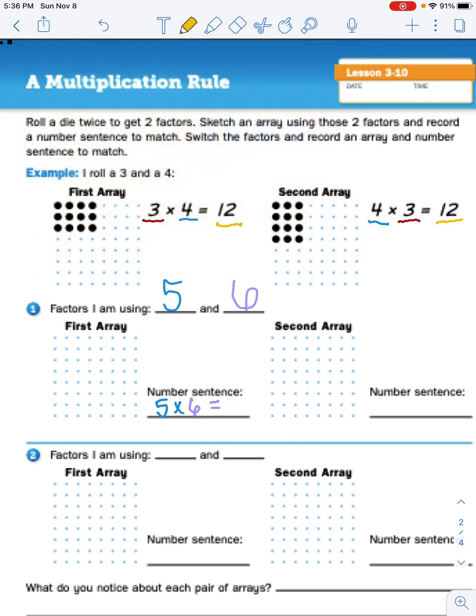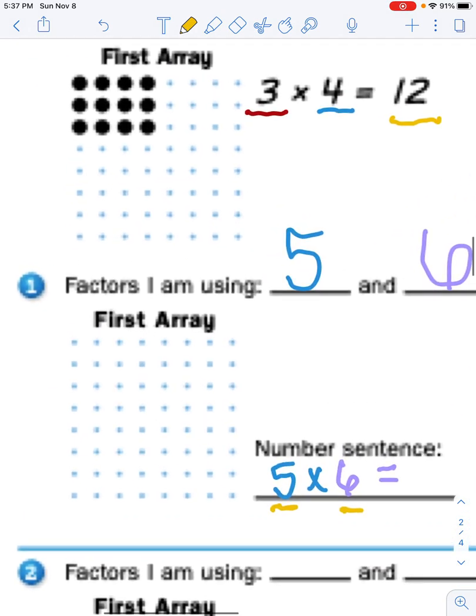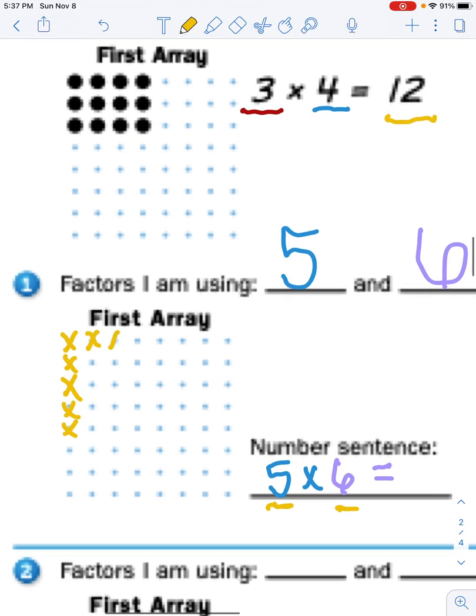And then I'm going to make my array. Remember, the first number in the sentence is how many rows there are, and the second number in the sentence is how many there are in each row. So there are going to be 5 rows, so I need to zoom in. 5 rows, 1, 2, 3, 4, 5, and then 6 in each row. So I already have 1 in that row, so 2, 3, 4, 5, 6. And make sure that there are 6 in each row.